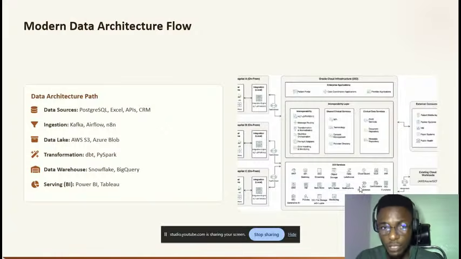So then data warehouse, you have Snowflake, we have BigQuery, which is from Google. We have Redshift, which is from AWS. Then we also have Azure Synapse Analytics, then Databricks, which is one of the new common tools. Then the BI part, we have Power BI, definitely, which everybody is used to, and Tableau.